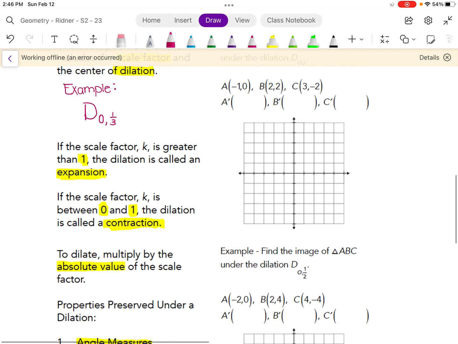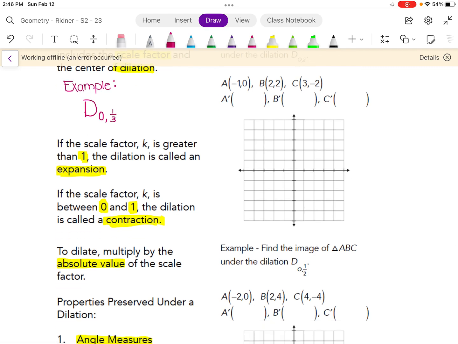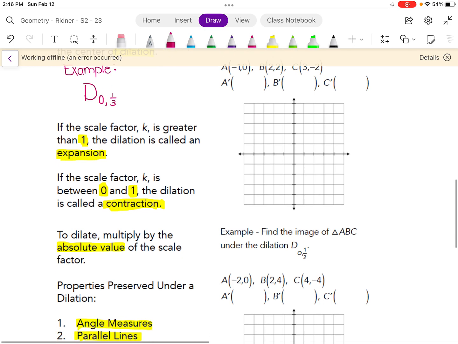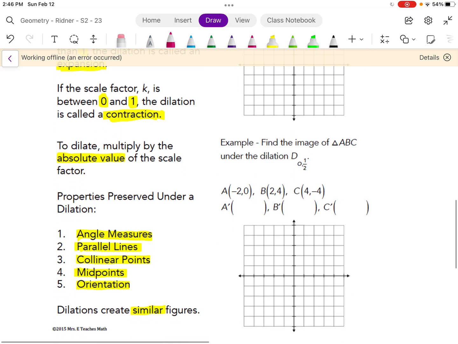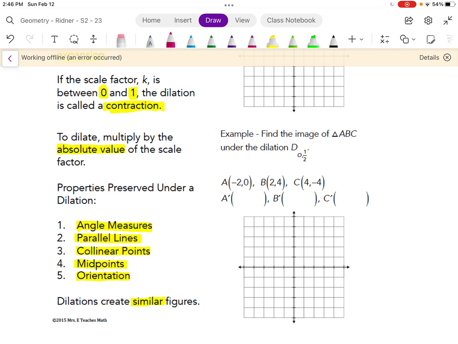Okay? If the scale factor is greater than 1, it is called an expansion. If it is a decimal or a fraction between 0 and 1, it's called a contraction. And so to dilate, we always multiply by the absolute value of the scale factor.